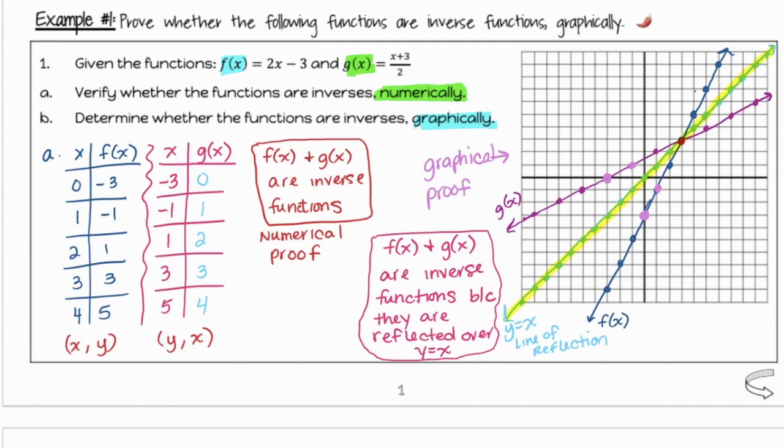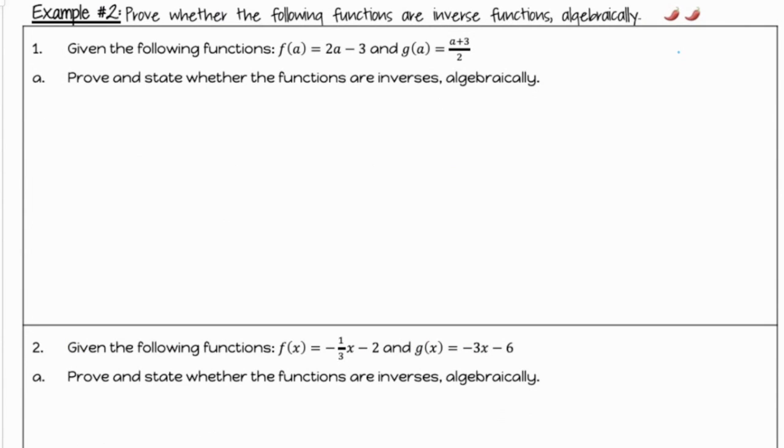All right, so here are the two types of proofs you can see. Let's look at the algebraic proof because that one is a little more involved. So here in example number 2, we are proving whether the functions are inverse functions, but this time we're doing it algebraically. So for number 1, given the following functions, we have f of a and we have g of a. Prove and state whether the functions are inverses, and we want to do it algebraically.